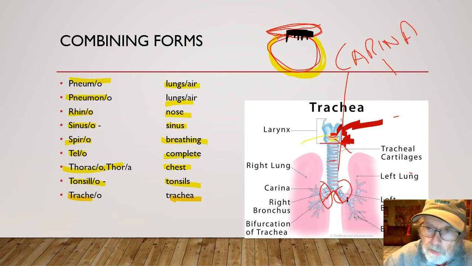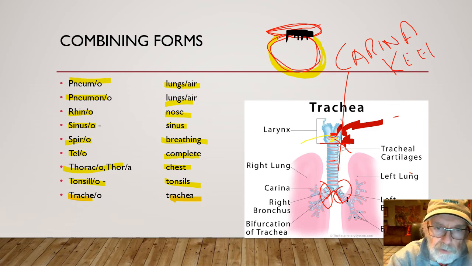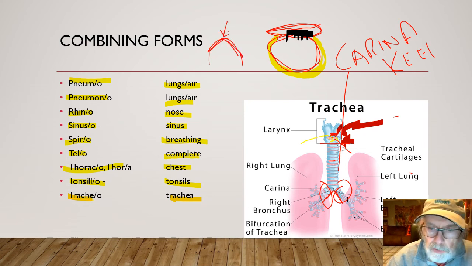C-A-R-I-N-A. Carina means keel. And keel means the bottom of a boat. If I turn the boat upside down, rowboat, turn it upside down, you see it comes to a point at the bottom. That point at the bottom would be called the keel. Because that's the bottom of a boat, like the keel right there.